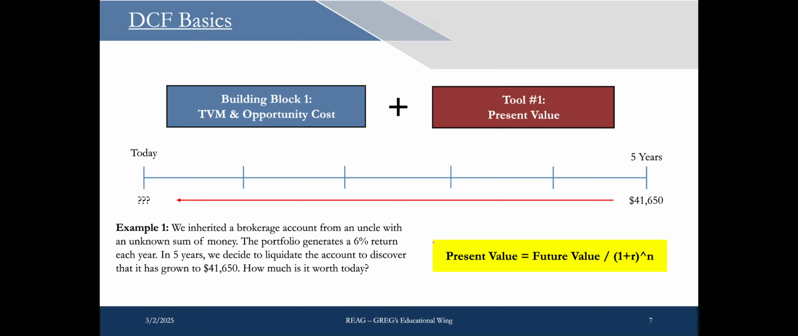The cost of doing nothing is 5%. So there's an opportunity cost, that's the cost of time. So we're going to discount it by the cost of our time, which, let's just say, in this example, is 6% because the portfolio is generating a 6% return.